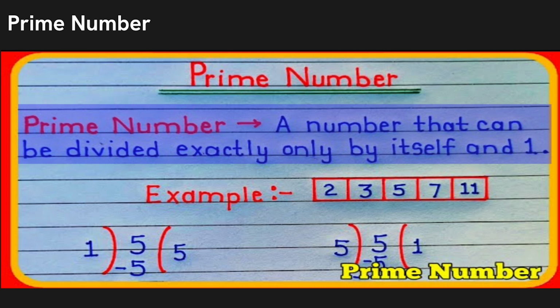We cannot divide 5 by 2, 3 and 4. 5 can be divided by only 1 and 5. That's why 5 is a prime number. Same about 2. Same about 3. If we take the example of 4, 4 is divisible by 2. So it means we can divide that number. So this is not a prime number. Okay, I hope the definition of prime number is clear.